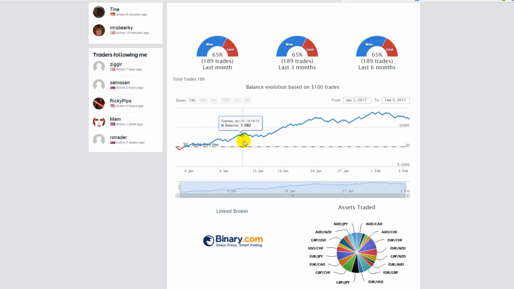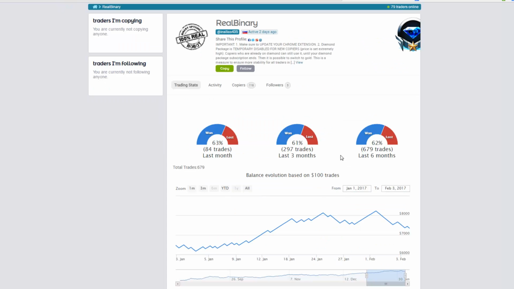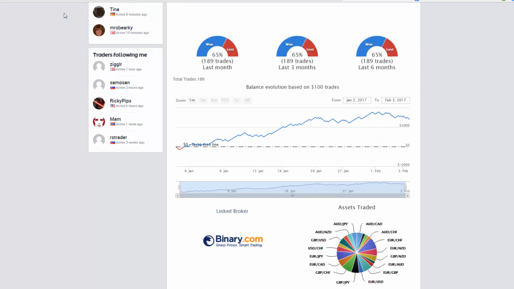But it is good because we can actually compare the same time frame when this is traded. So from January 3rd till today, this one performed with 63%, 84 trades, and this one performed with 65%, 189 trades. So it's actually double the number of trades, and also a little bit better win rate.